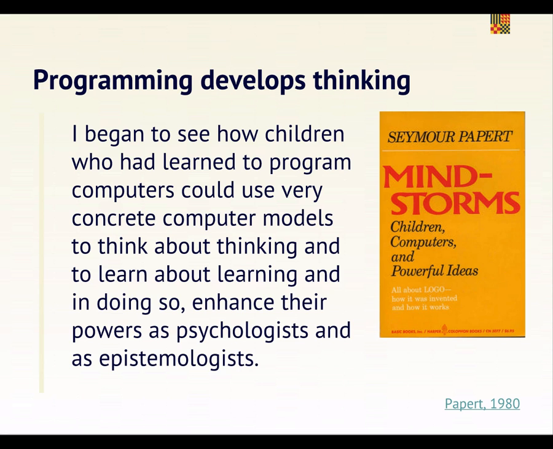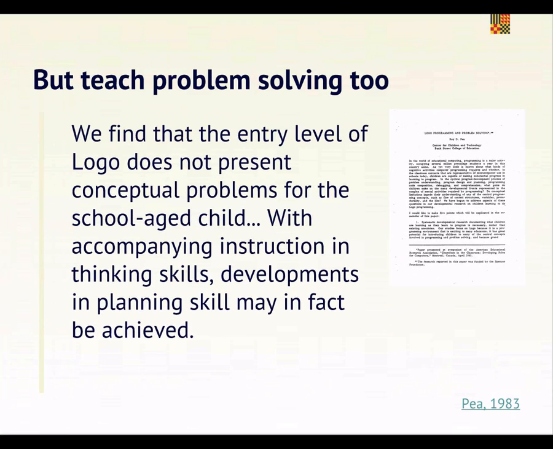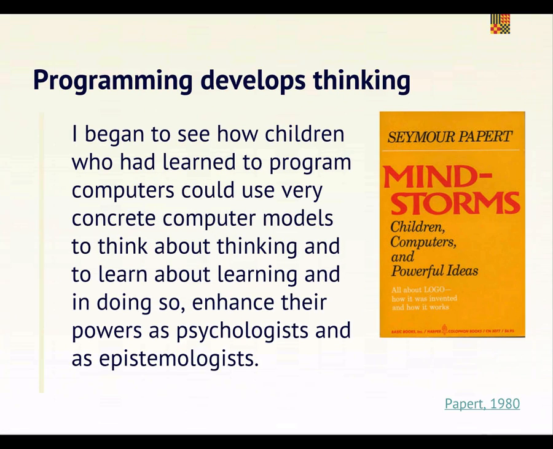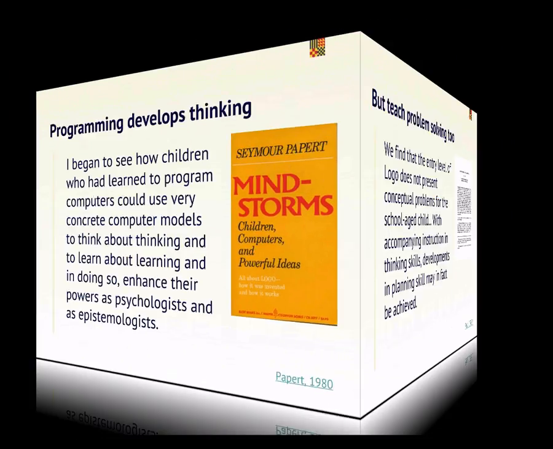It was much more about how children who learned to program a computer could start thinking about concrete models, thinking to learn about learning, and thus develop as psychologists and epistemologists, as philosophers, if you wish. Roy Pea, who came after Papert, on the back of Papert's work, did the randomised controlled trial studies, checking whether Papert was right, because Papert tells just lovely stories but doesn't actually give us any evidence that all of that actually works.